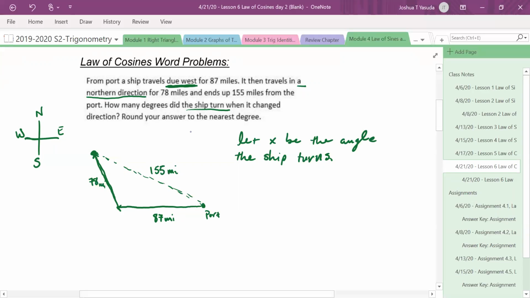Okay, that's what you're thinking about. If you need more time to think, hit pause. And think about where you would put the angle. Where is the ship actually turning? All right, if you want more time, hit pause.